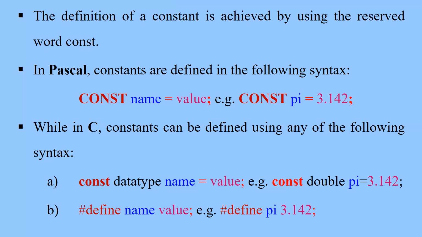We can also do it with hash define name value semicolon. For example, hash define pi 3.142 semicolon. So those two statements, const double pi equals 3.142 semicolon, and hash define pi 3.142, they both mean the same.